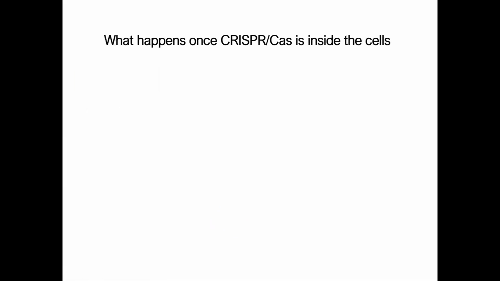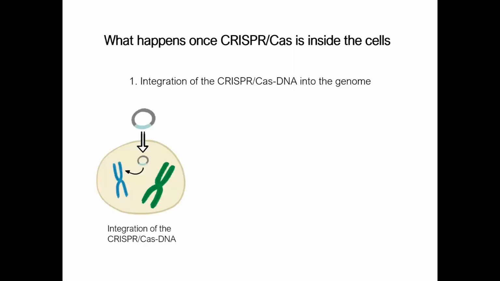If the respective components of the gene scissors are in the cell, there are different ways in which CRISPR-Cas becomes active. The first option is to integrate the CRISPR-Cas DNA into the genome. At the moment, this is the most common way of introducing the gene scissors into plant cells. The CRISPR-Cas DNA is firstly integrated into the genome, here into the blue chromosome. The result is a transgenic organism that carries the genetic information for the formation of the gene scissors.